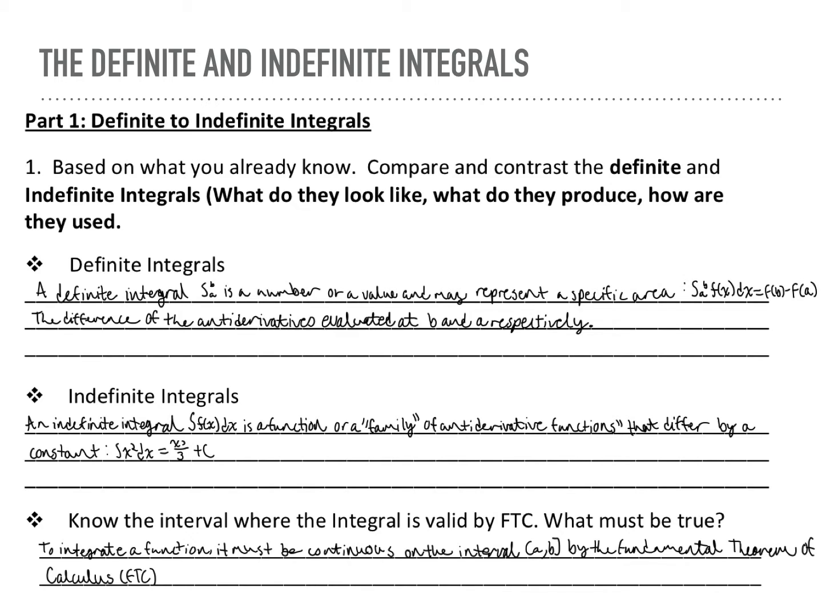A definite integral is a number or a value that represents a specific area, which can be evaluated by the difference of the antiderivatives evaluated at b and a respectively. An indefinite integral is a function, or a family of antiderivative functions that differ by a constant, which is usually denoted as c. To integrate a function, it must be continuous on the interval from a to b by the fundamental theorem of calculus.